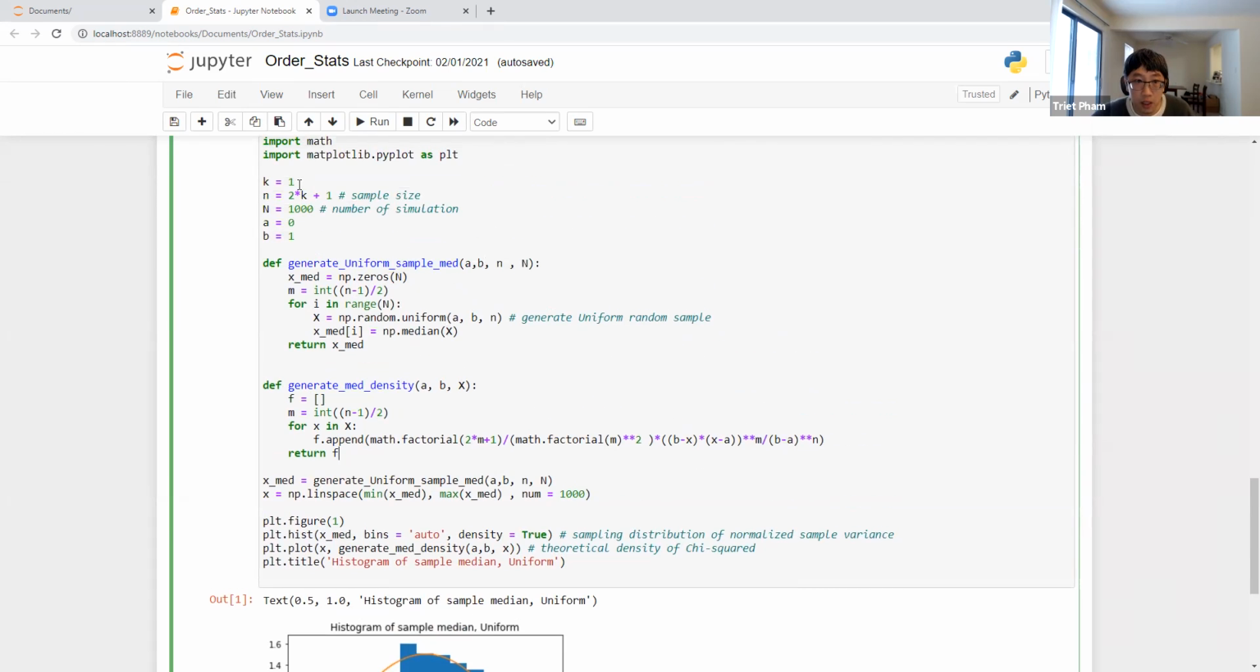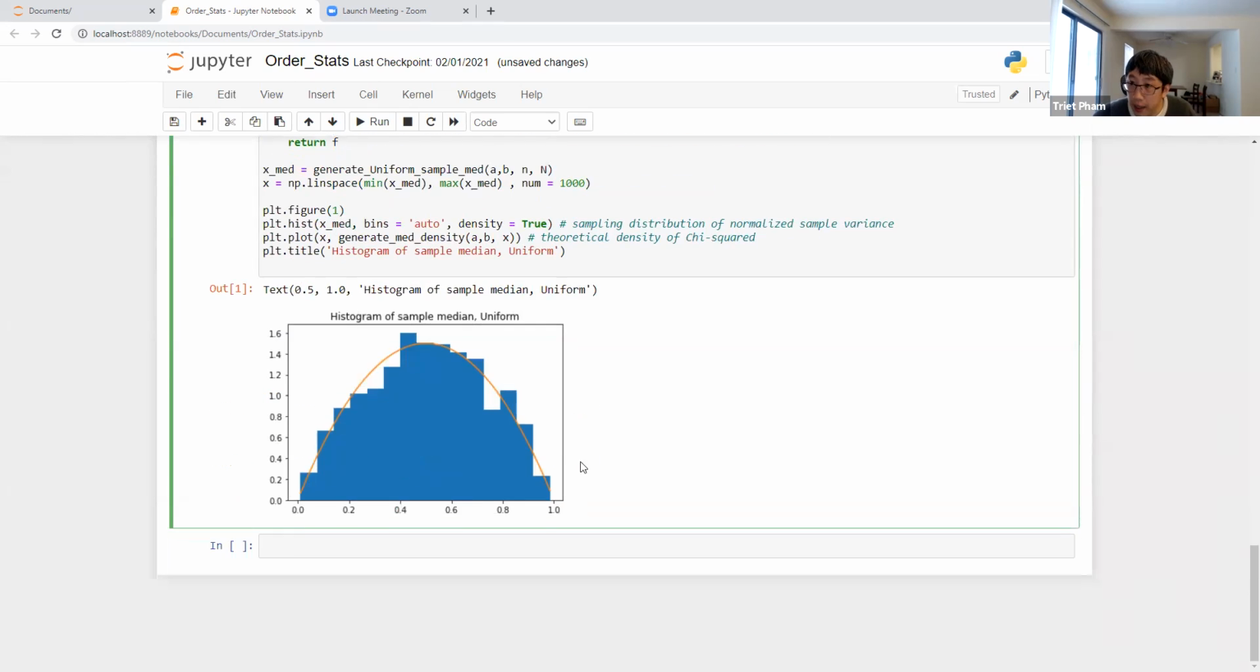But here, let's change the sample size to, I guess, 201. So this is kind of large. What we expect is that this will start to look like a normal curve with small variance.